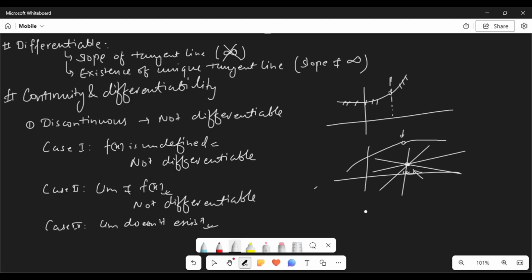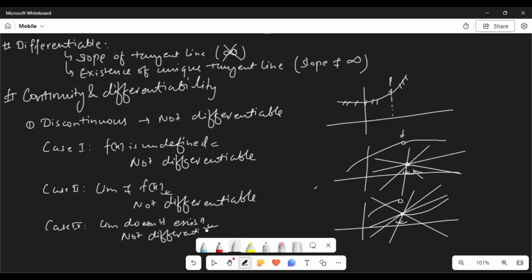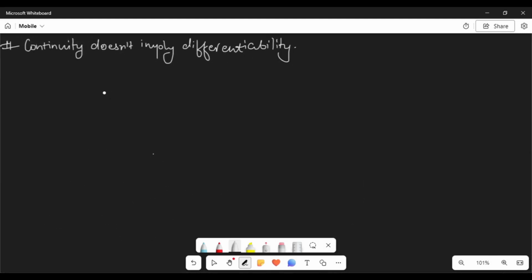Now the third case, limit does not exist. If the limit does not exist, we know the graph would look like this, right? So we want to find derivative at this point. That means we need to find tangent line at this point, and the tangent line should be unique and its slope should not be equal to infinity. But just like in second case, we can draw infinite tangent lines through this point. So in this case also, it will be not differentiable. That's why if a function is discontinuous, then it will be not differentiable. We saw that if a function is discontinuous, then it will be not differentiable.